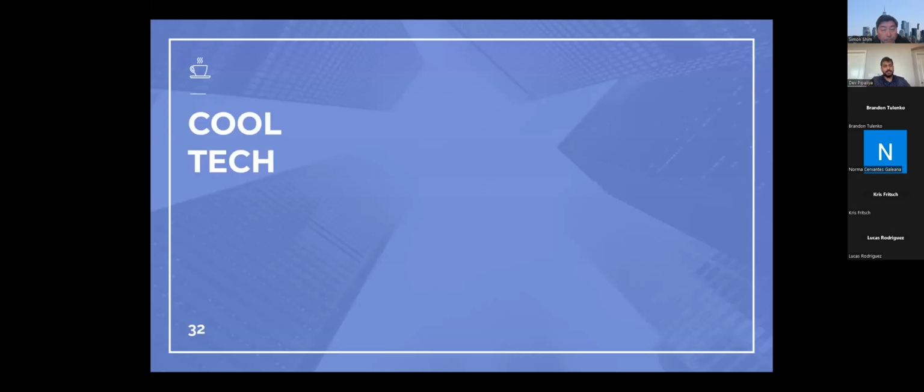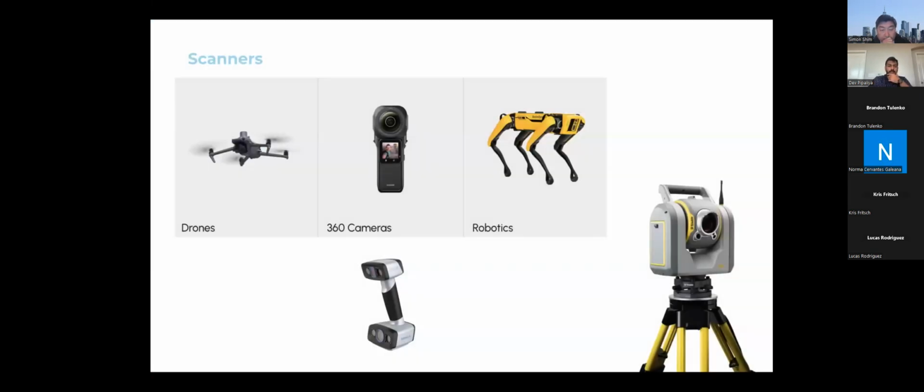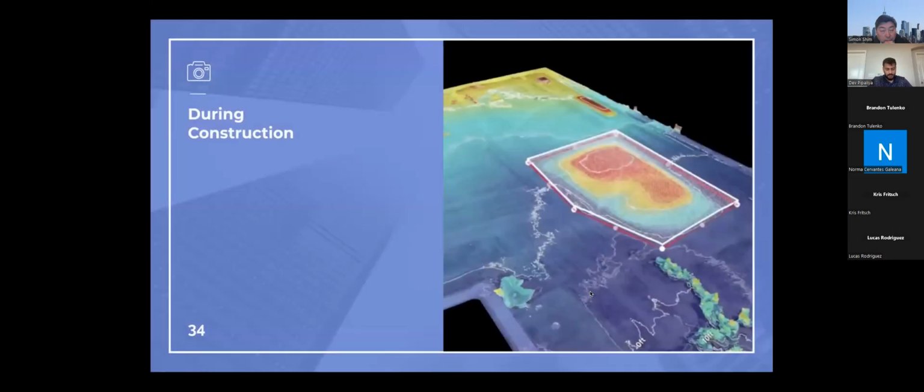Okay, lastly, let's go over some of the cool technology that we are using. There are a lot of options nowadays: drones, 360 cameras, really smart measuring sensors, and laser scanners. The image you see on the right was actually taken from a drone. The drone uses a laser scan and throws light, and depending on the speed that it comes back, it uses that to figure out the topography.